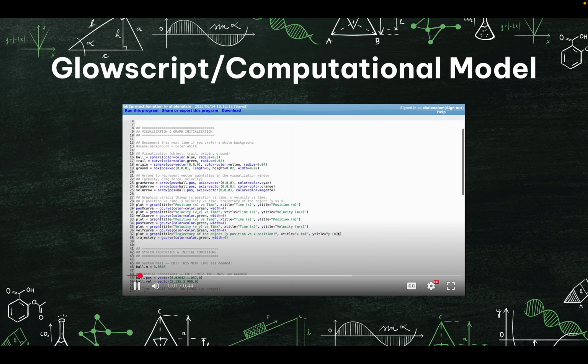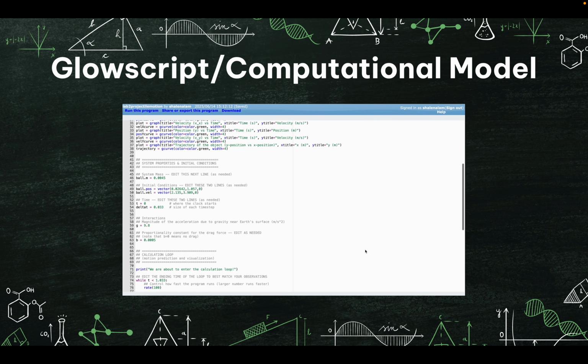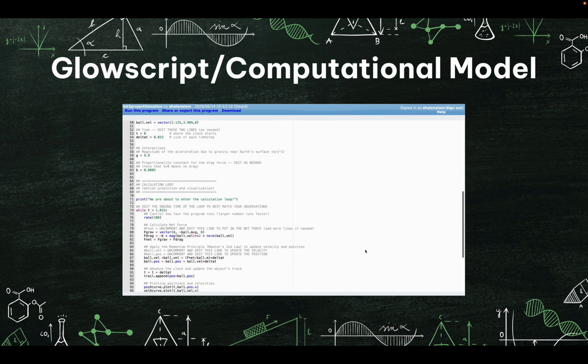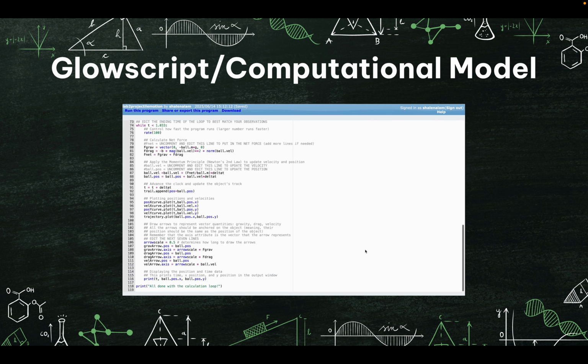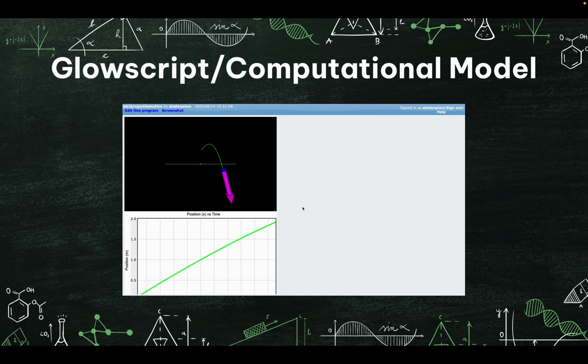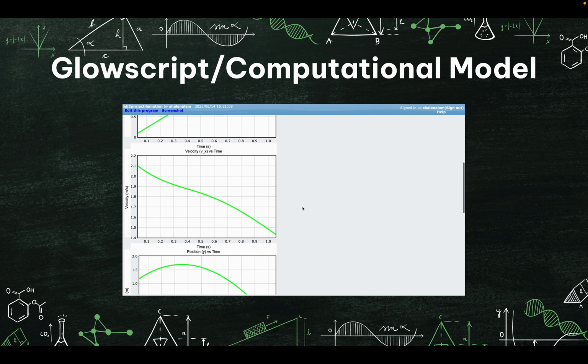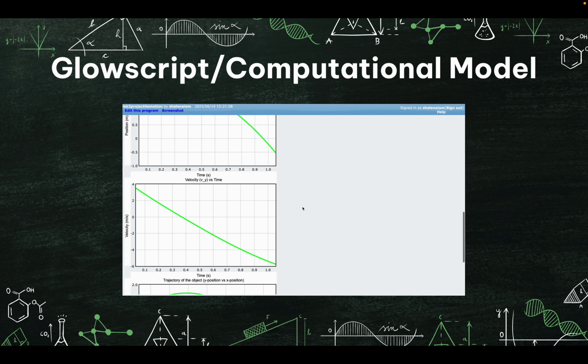Here's a video of my GlowScript code and what I saw when I ran the code. As you will see, the arrows help visualize the trajectory, and the code produces many different graphs, such as velocity versus time, but the graph we are most concerned about is the trajectory of the object, y versus x.